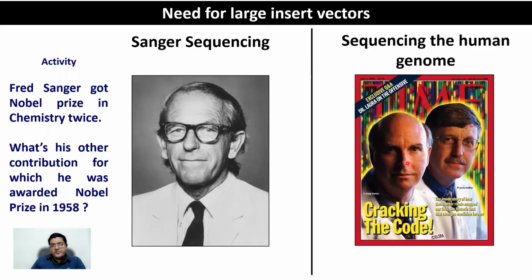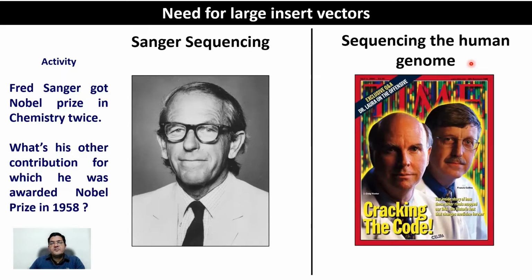So we initially discussed two stories. One is that of the Sanger sequencing technique, and we'll talk of it in more detail as we move along. And the second is how Sanger sequencing was used to sequence the human genome. And this is where the need for large insert vectors arose. We'll go through these stories before we actually come to the large insert vectors, that is bacterial artificial chromosomes and yeast artificial chromosomes.